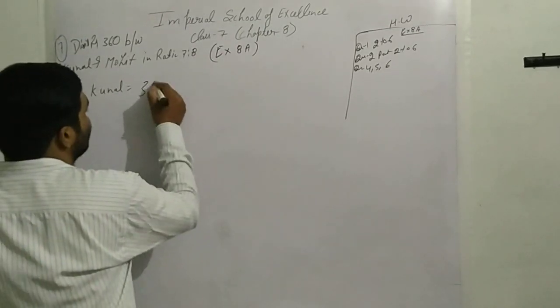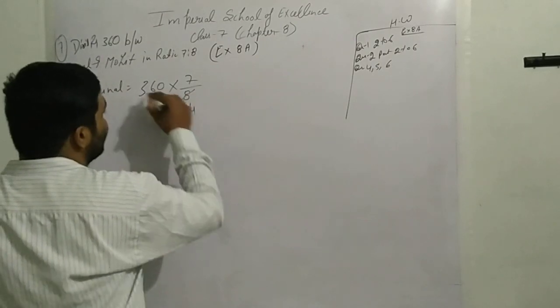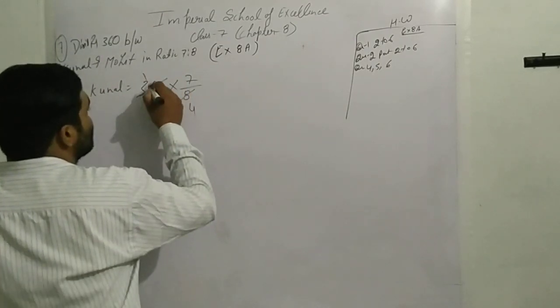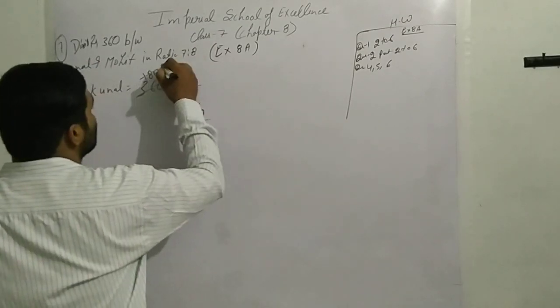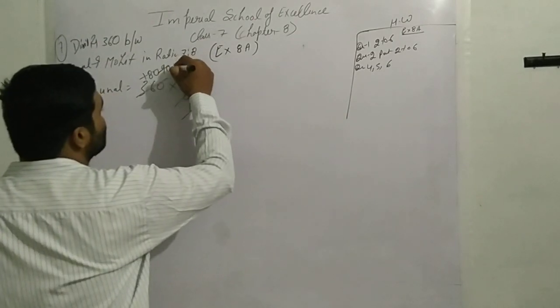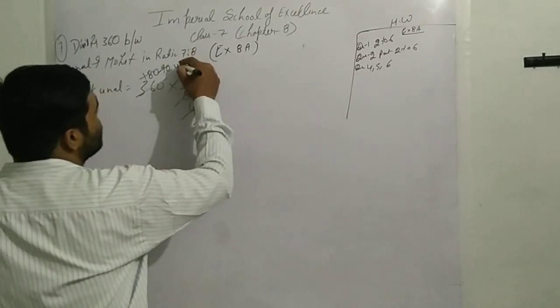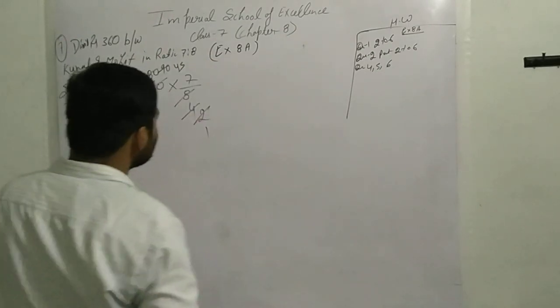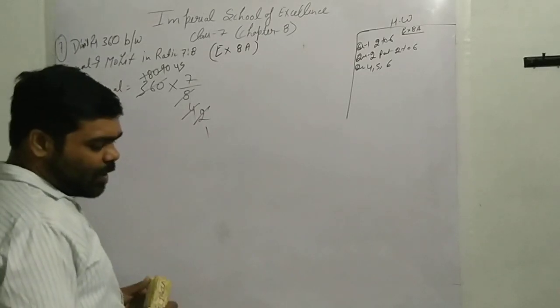See here, 360 multiply 7 upon 8. 2 4s are 8, 2 1s are 2, 1 carry, 2 8s are 16 and 0. 2 2s are 4, 2 9s are 18, 0. After that, 2 1s are 2, 2 4s are 8, 1 carry, 2 5s are 10. Means 45. Okay, 800, it will be your 45.